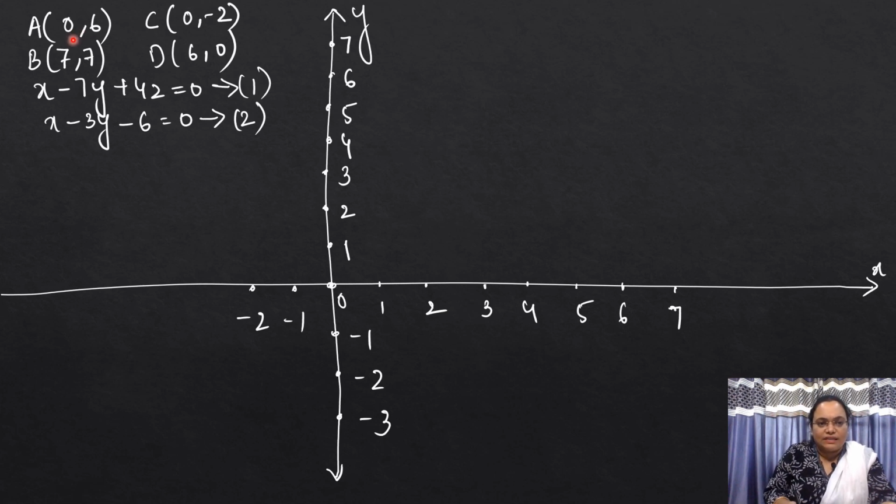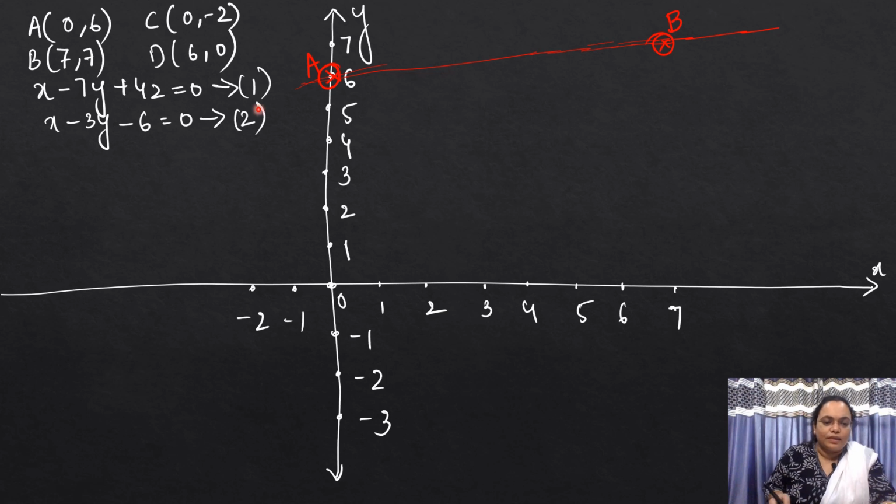So first one is (0, 6). 0 on the x-axis and 6 on the y-axis, which is here. The next one is (7, 7). 7 on the x-axis and 7 on the y-axis, you will get it here. So join these two. This is your A point and this is your B point.